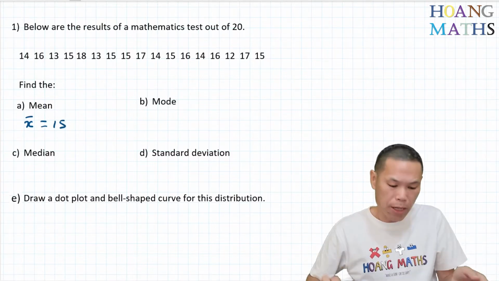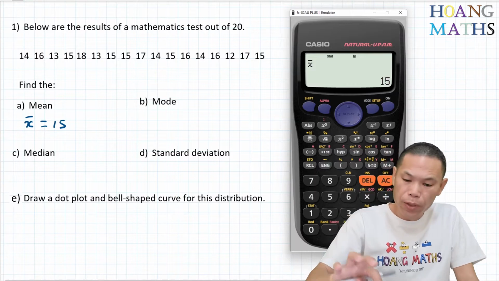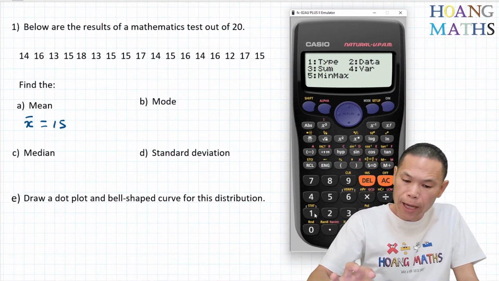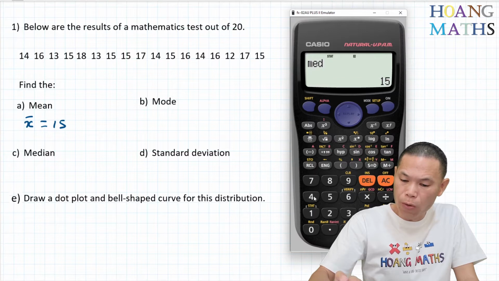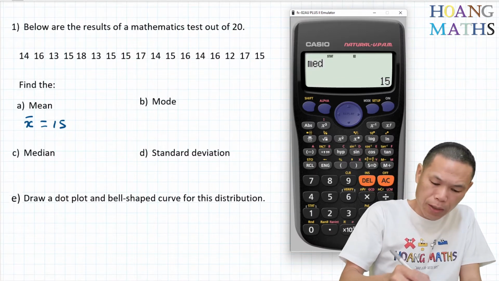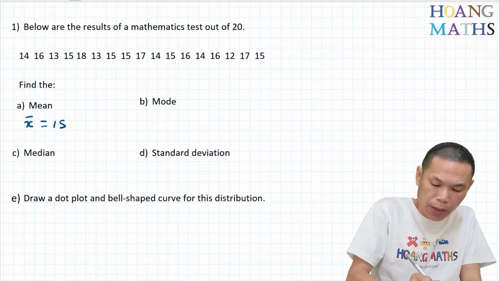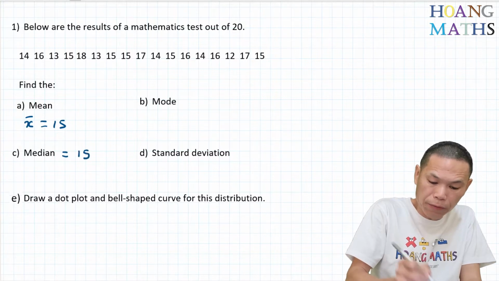And then we work out the median. So for the median, we go shift, stat again, and go to option 5, min or max. And then median is option 4. So option 4 equal 15. So the median is equal to 15.